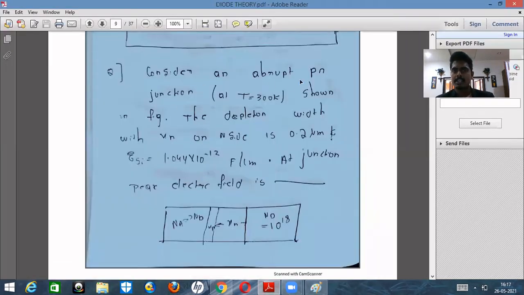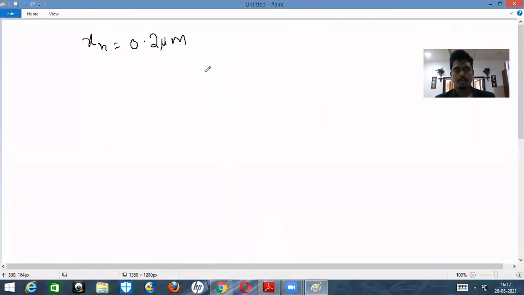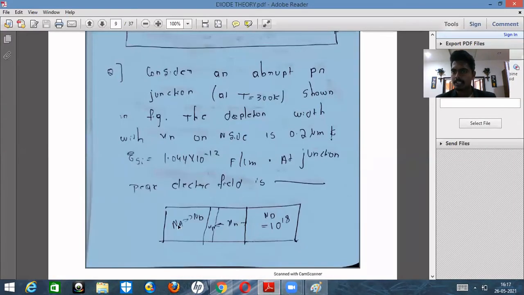So they have said that consider an abrupt p-n junction. There is a p-n junction shown in the figure. I mean you have a figure over here, so I am drawing it here. So we will have a p-n junction over here. They are saying that this is the p-n junction. This side is the p side, they have given it clearly, see, Na is far greater than Nd. That means it is a p side, and since Nd is given, this is nothing but the n side, right? So they have said that the depletion layer on the n side, this xn, is 0.2 micrometer, and epsilon is given.